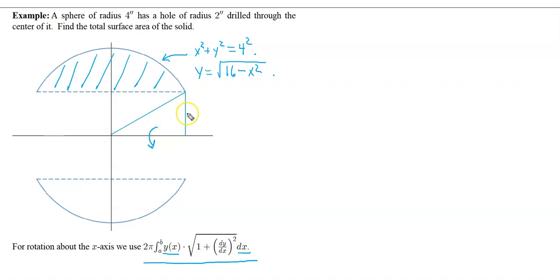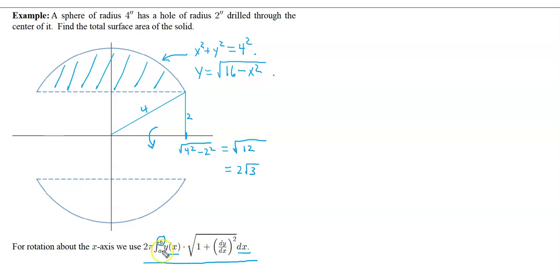So this distance is 2. I know the radius of my circle that I'm rotating around the x-axis to generate my solid is 4. And so the distance here, that point right there, is just going to be the square root of 4 squared minus 2 squared. That's just going to be the square root of 12, or 2 root 3. So that's the point right there that we're going to be integrating to. That'll be our upper limit of integration right here.